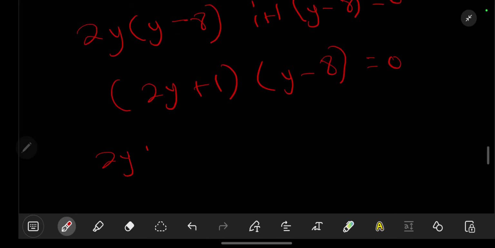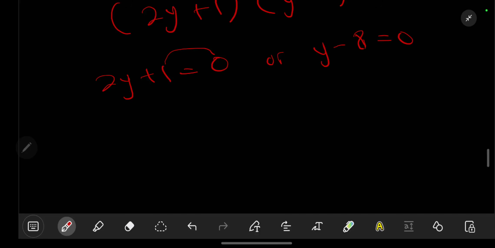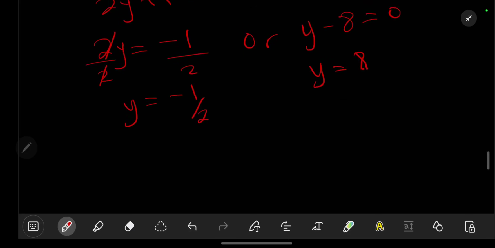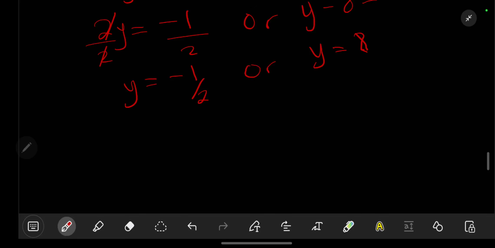So either 2y plus 1 should be equal to 0, or y minus 8 is equal to 0. So this goes the other side. We are going to have 2y should be equal to negative 1, so y is equal to negative 1 over 2. Or we have y minus 8 is equal to 0. So y should be equal to 8, like that. So this means that either y is equal to this or y is equal to that.